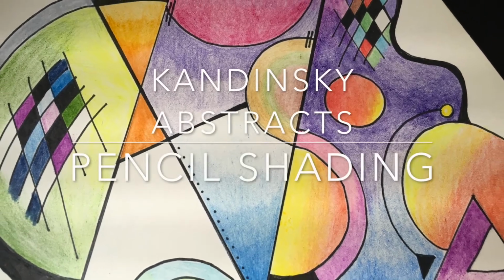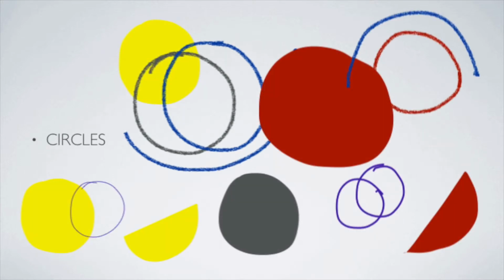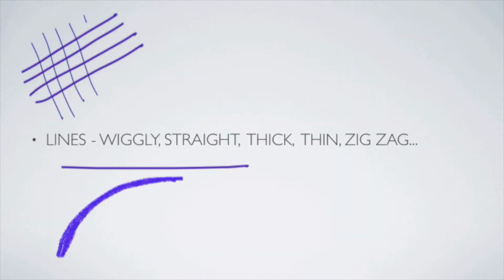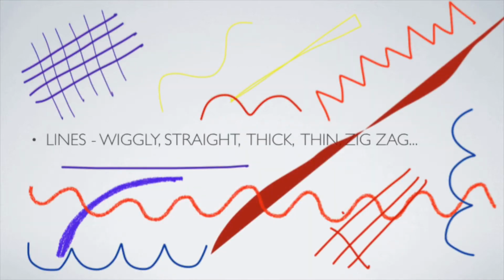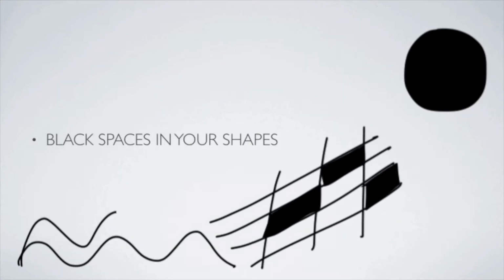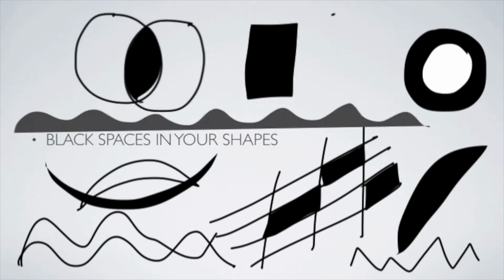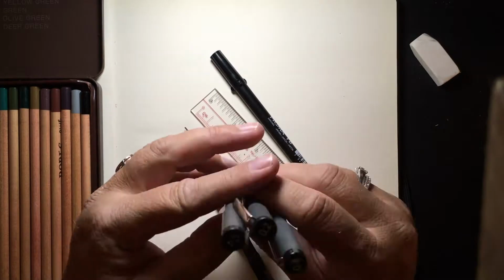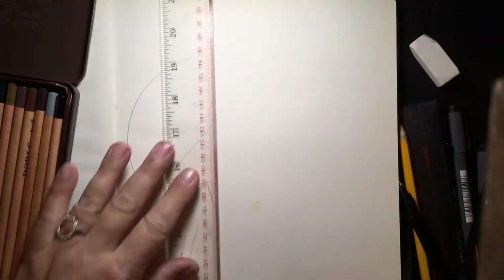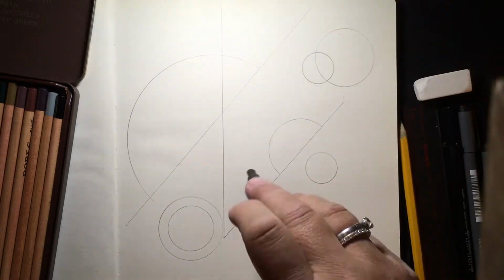I'm drawing in the style of Kandinsky, and I'm going to be using circles and curves and overlapping them, drawing them inside each other in different lines, thick and thin, wiggly, zigzag, overlapping, and I've got a black pen to fill in some spaces in my shapes too. I'm just using normal paper, normal colouring pencils, and a black pen or two. Oh, and I have a compass and a ruler to help me set things up properly.